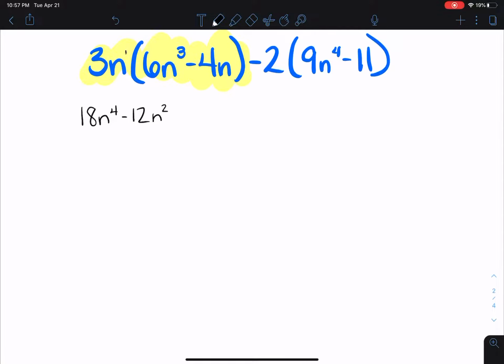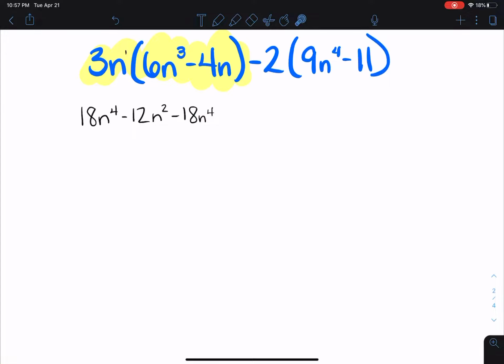Now we're going to do the left part. So negative 2 times 9 is negative 18. Negative 2 times n to the fourth, so we're going to have n to the fourth. Does that make sense? Negative 2 times 9 is negative 18. But we don't forget about this n to the fourth. So essentially, negative 2, if there was an n term here, it would be n to the 0th. So n to the 0th times n to the fourth, add the exponent, we have n to the fourth.